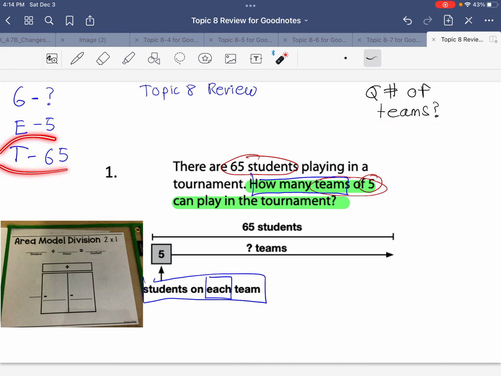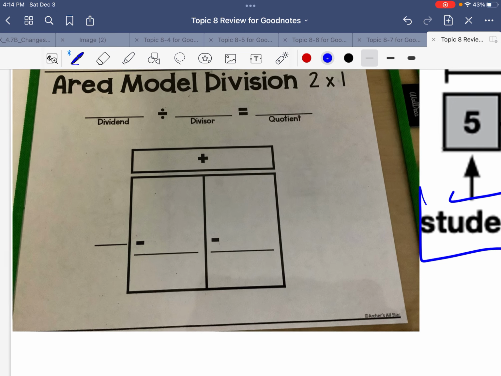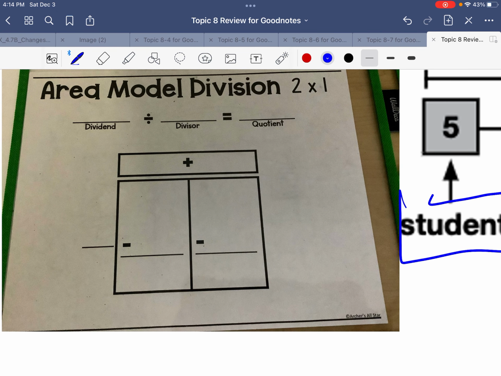So if I know my total, I know my each, but I'm looking for my groups, I'm going to divide. So I'm doing 65 divided by 5. Okay, I'm going to go to my mat. My dividend's my big number, so 65, my divisor is my small number, 5. I'm going to put it in my mat. So 6 in the first one, 5 in the second one. And my divisor, which is my 5, will go on the side. Put my steps.